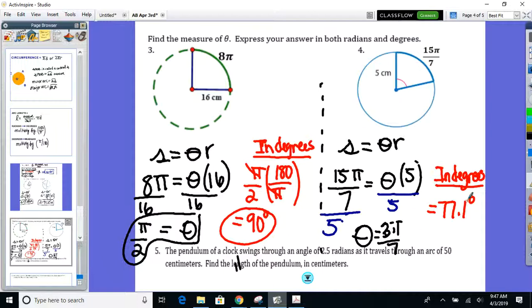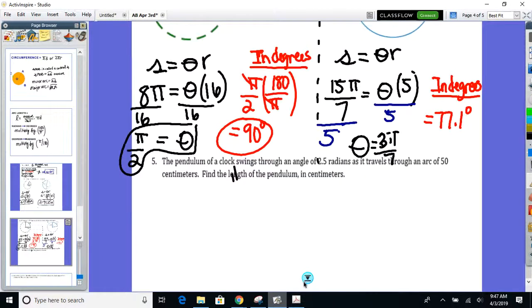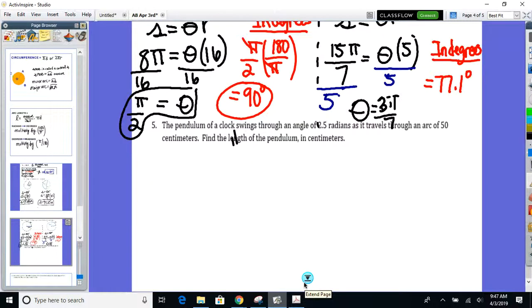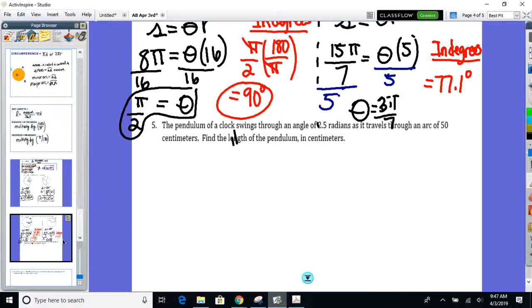Questions from you guys? And two word problems, it looks like, to end this.